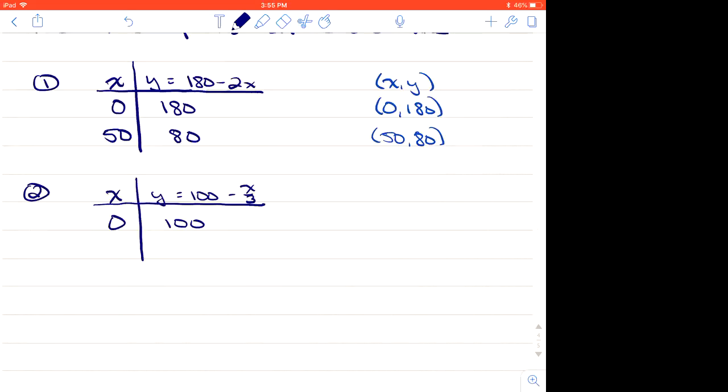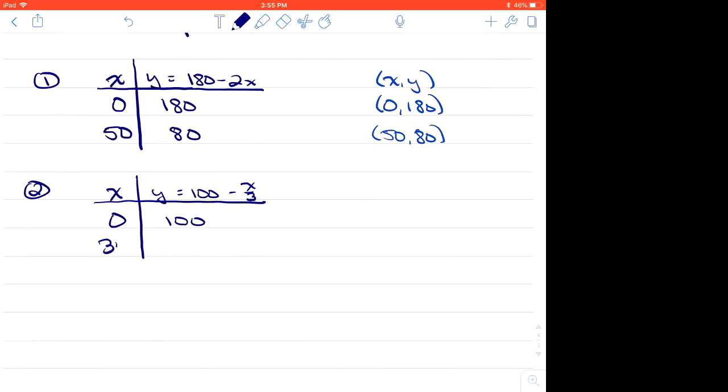In our case, x has to be greater than 0, so we use only positive x's. Let's pick 30 here. 30 is nice and divisible by 3. That gives 90. So we'll make a little list here of our x, y pairs: 0 and 100, and 30 and 90. Cool.